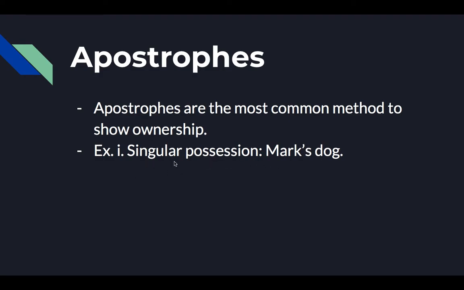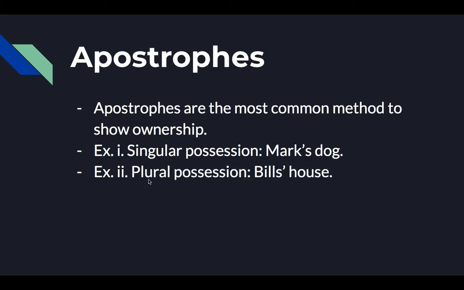So for singular possession, we put the name of the person or the noun that has ownership over the other thing. Then we add the apostrophe S, and then we add the thing that they own. So Mark's dog. The apostrophe S shows that Mark is the owner of the dog.